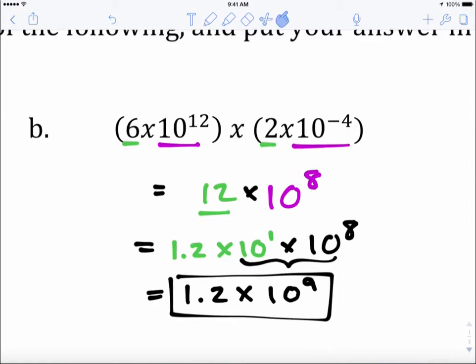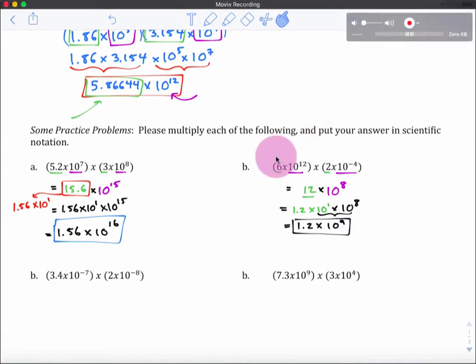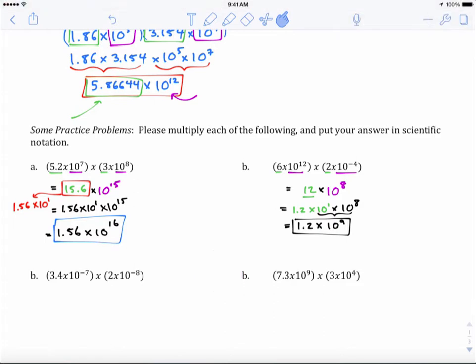Okay. So I hope we're getting the hang of it. Let's have you try these two examples on your own. All right, go for it. Pause the video, try them out, and when you're done, play it, and we'll see how it went.